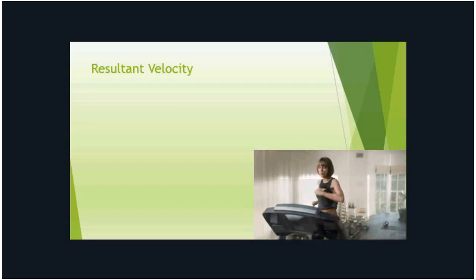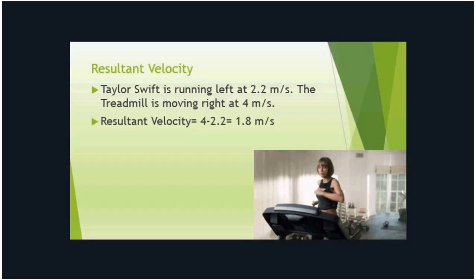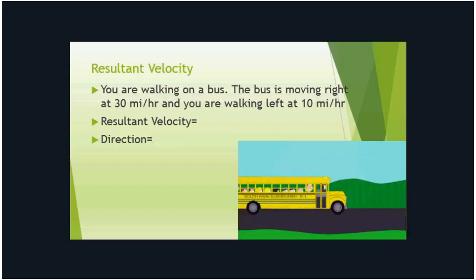How you pick the direction. When you have opposite directions, you need to look for the bigger number. 4 is the bigger number, and that is going to the right, so your final direction is right. So 1.8 meters per second right. So as you can see, Taylor Swift should fall off the treadmill.